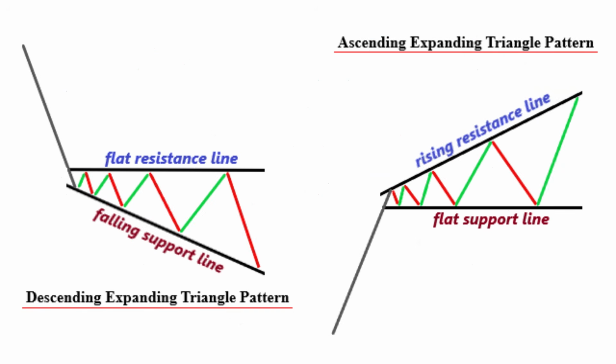The second group includes right-angle expanding triangles. One side stays flat while the other side expands over time. An ascending expanding triangle pattern has a flat support line and a rising resistance line. Buyers push prices higher with each swing. A descending expanding triangle pattern shows a flat resistance line and a falling support line. Sellers apply stronger pressure as price moves lower.